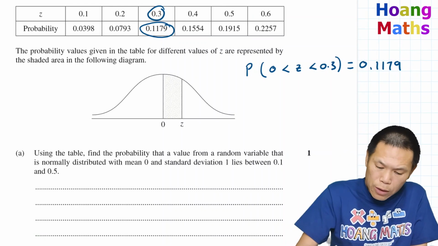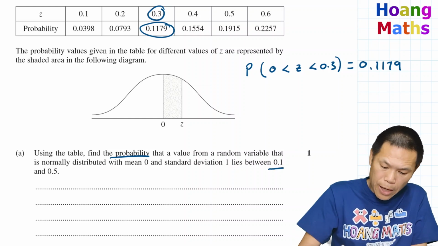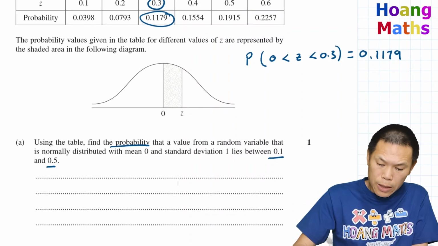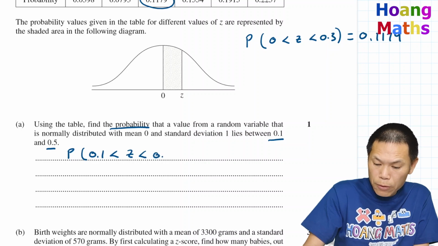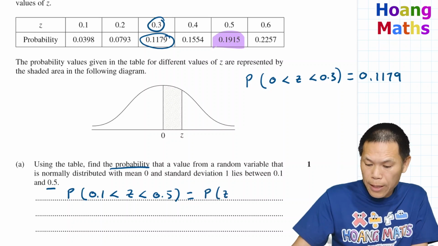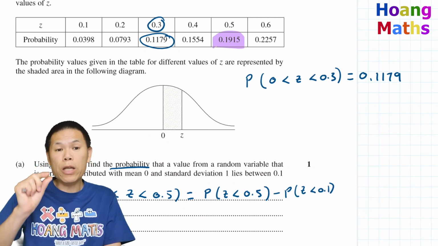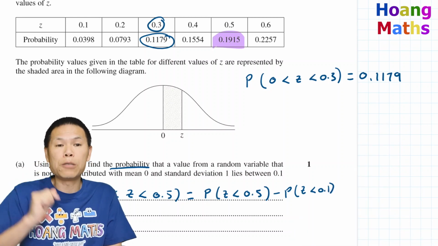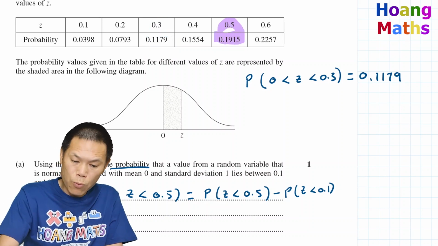Now the question is, we need to find the probability that lies between 0.1 and 0.5. In other words, we need to find the probability of z between 0.1 to 0.5. So that is equal to the probability of z less than 0.5 minus the probability of z less than 0.1. In other words, we can just find p of 0.5 minus p of 0.1. So p of 0.5 is this number here, and p of 0.1 is this number here.